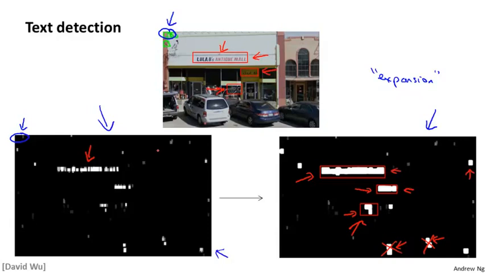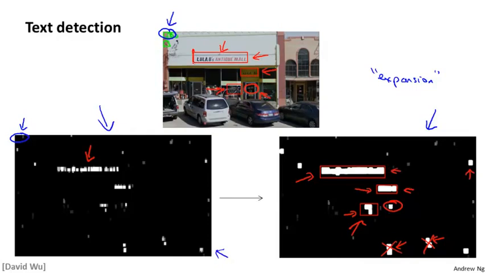This example, by the way, actually misses one piece of text. This is very hard to read, but there's actually one piece of text there that says Lulubee's again, corresponding to this, but the aspect ratio looked wrong, so we discarded that one. So it looks okay on this image, but in this particular example, the classifier actually missed one piece of text. It's very hard to read because it's written against a transparent window. So that's text detection using sliding windows.